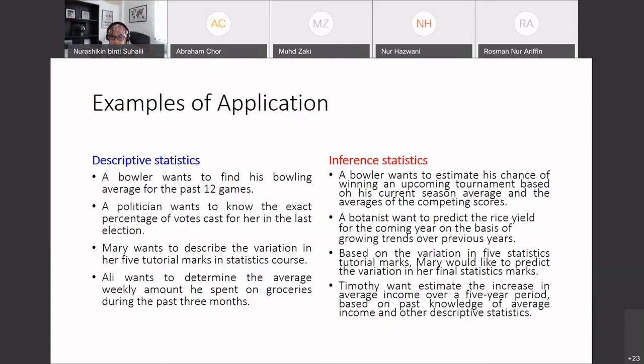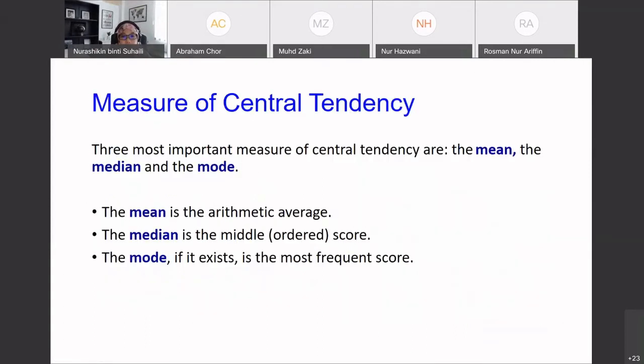And then the third example, Mary would like to predict the variation in her final statistics mark based on the variation in her 5 statistics tutorial marks. So you can see the words prediction, estimate, yeah, that is inferential statistics. I think the last example is also an estimation of the increase of the average income based on past knowledge. So you can see the difference between descriptive and inferential statistics. So we move to the next subtopic. I hope that's clear so far.